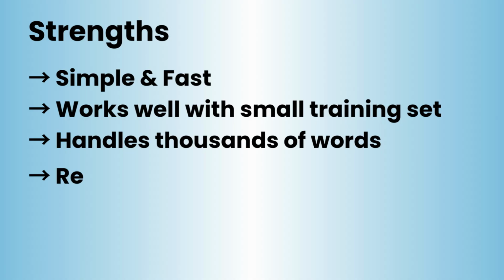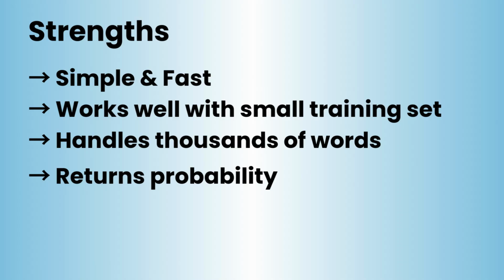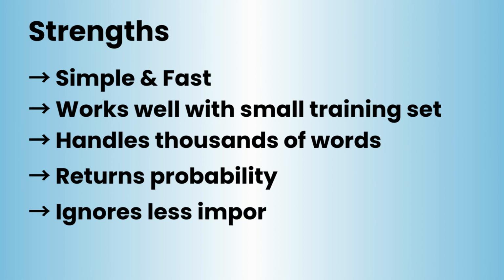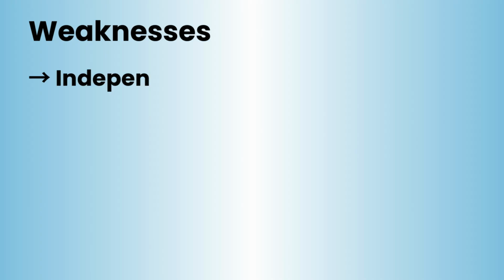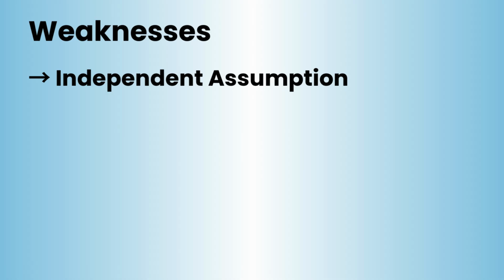It gives us the probabilities, not just yes or no. This is useful when we need confidence scores. And it ignores less important words. If some words don't help tell spam from not spam, then they don't hurt the classifier. But it does have limitations too. The independence assumption means it cannot learn how words relate. It won't learn that free money together is more spammy than just free or money.